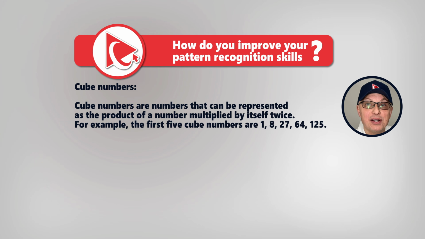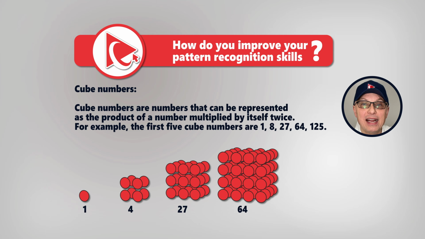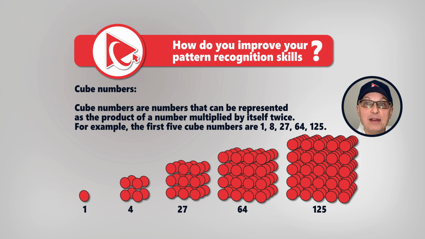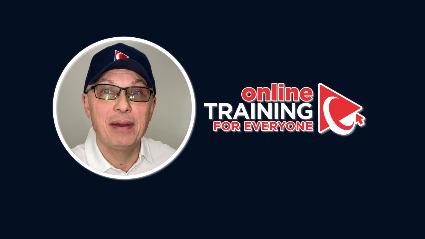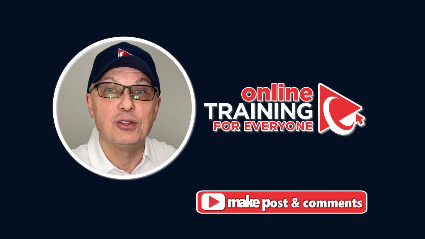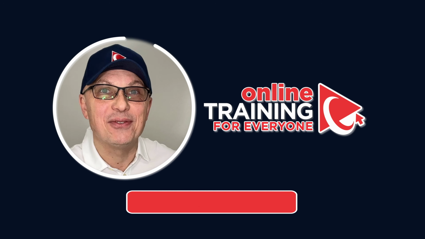Cube numbers are numbers that can be represented as a product of a number multiplied by itself twice. For example, the first 5 cube numbers are 1, 8, 27, 64, and 125. Because 1 cube is 1, 2 cube is 8, 3 cube is 27, 4 cube is 64, and 5 cube is 125. Do you know any other interesting numerical patterns I didn't mention here? Please make sure to post them in comments so we can all learn. And now let's continue to get you ready for the test.